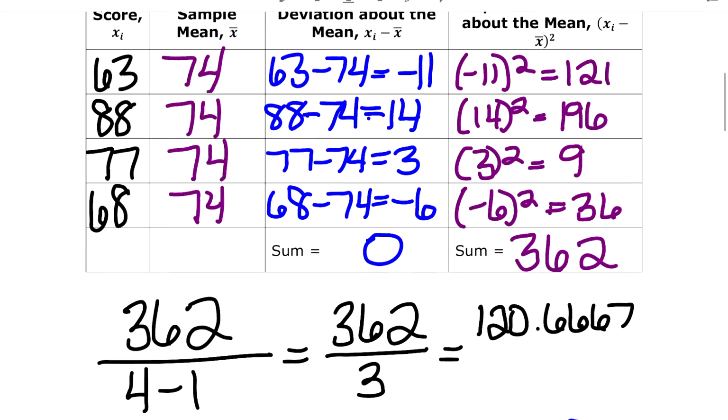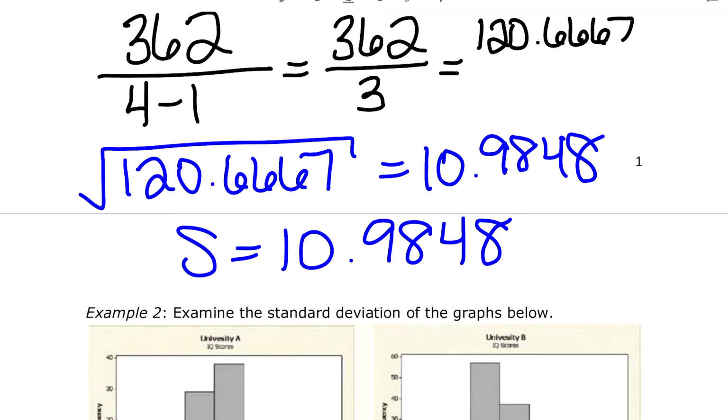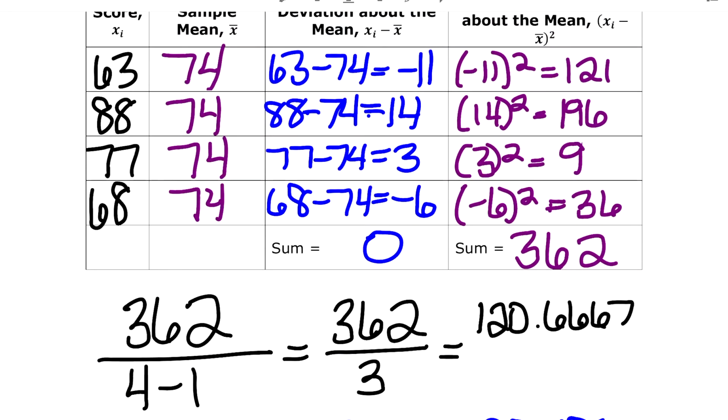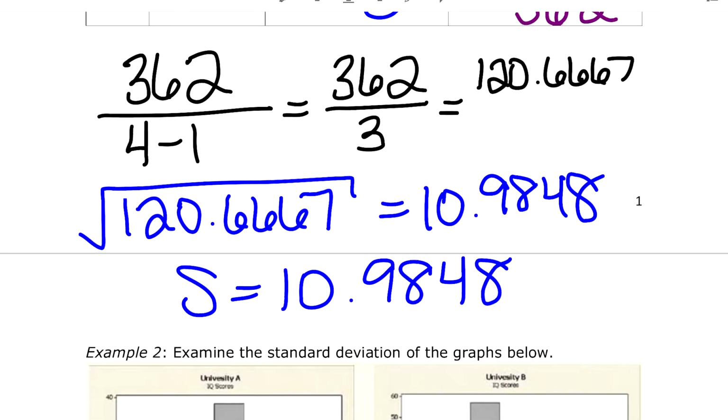So if these were, let's see what these numbers are, it does say exam scores. So this may be the percentage that someone got on an exam, or the number of points that they got on the exam. So on average, these 4 students are scoring 10.9848 points away from the mean in either direction. They're 10 points above the mean on average, or 10 points below the mean on average. It doesn't mean that each value is exactly 10 points away, because as we saw up here with these deviations, they all had a different distance, but this is the average of those distances.